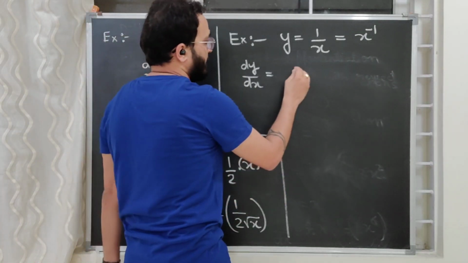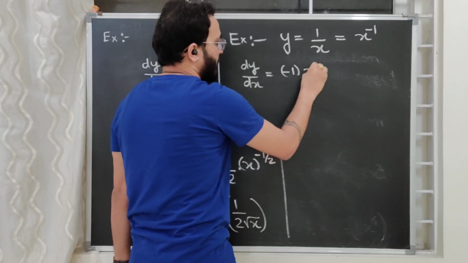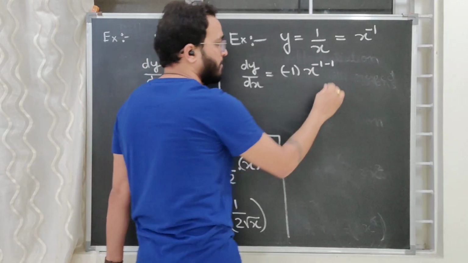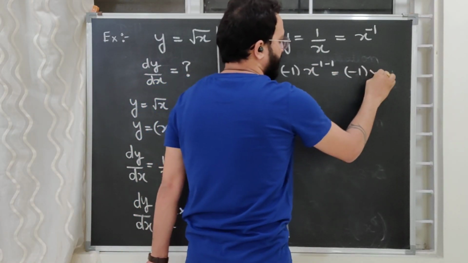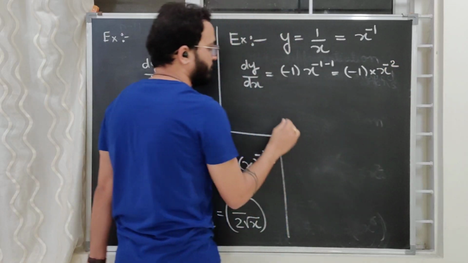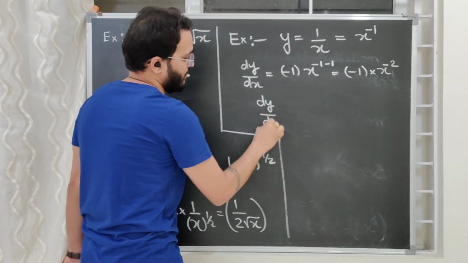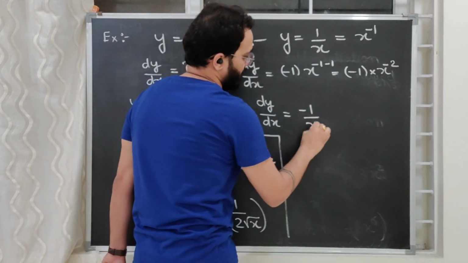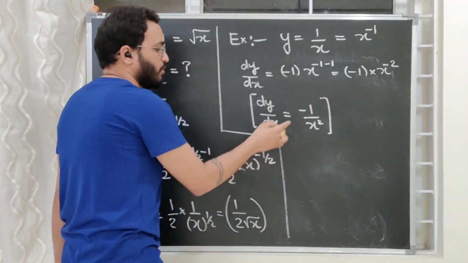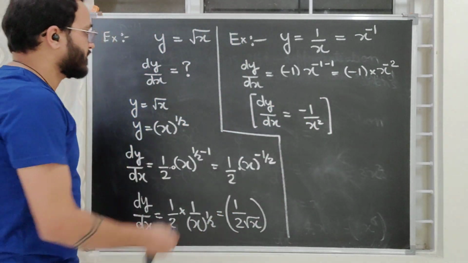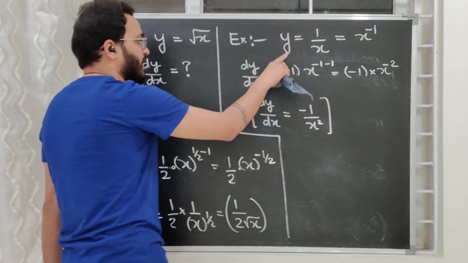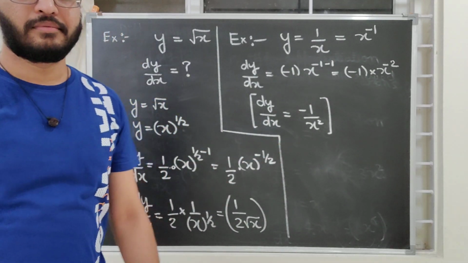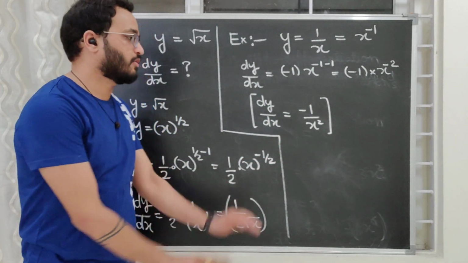So it will become minus 1 into x to the power minus 1 minus 1, because this minus 1 is my n. So it will become minus 1 into x to the power minus 2. So finally you will say, sir, dy by dx, or differentiation of y with respect to x of this function, will become minus 1 by x square. Again students, I would like you to remember this formula as well. Just like root x, you remember 1 by 2 root x. Just try to remember this also: for 1 by x, the derivative is minus 1 by x square. Okay, I hope this is understood.